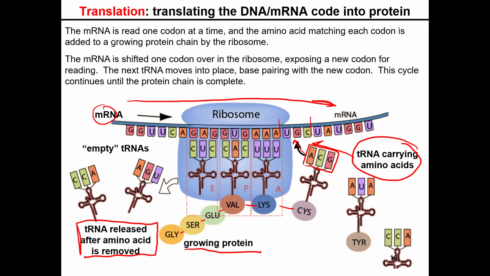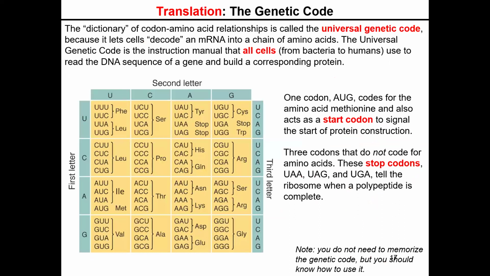Okay, so again, the mRNA is read one codon at a time, right? So one codon, which is sets of 3 bases, and the amino acid matching each codon is added to a growing protein chain by the ribosome. The mRNA is shifted one codon over in the ribosome, exposing a new codon for reading. The next tRNA moves into place, and it's going to use that base pairing with the new codon. And then again, the cycle is going to continue until the protein chain is completed.